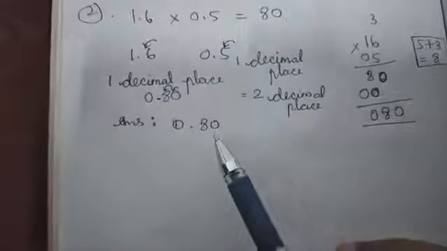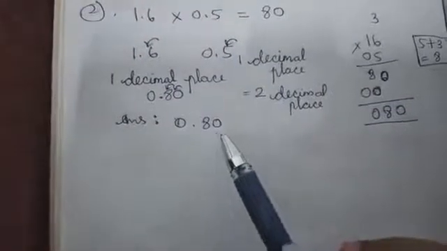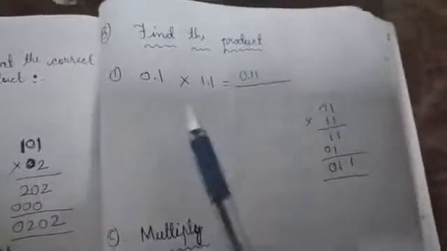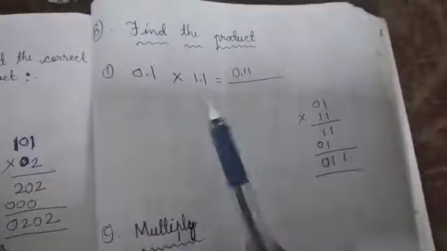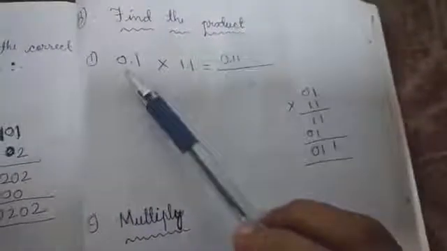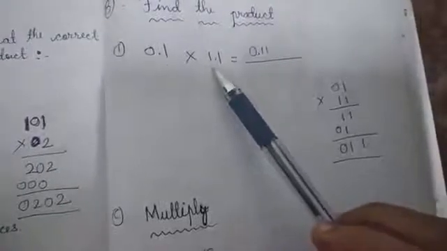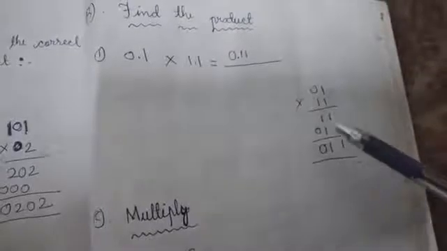Now let us move to section B. The question says find the product. Here we have to multiply, get the product and put the decimal point. The question is 0.1 multiplied by 1.1. I have already done the answer for you.